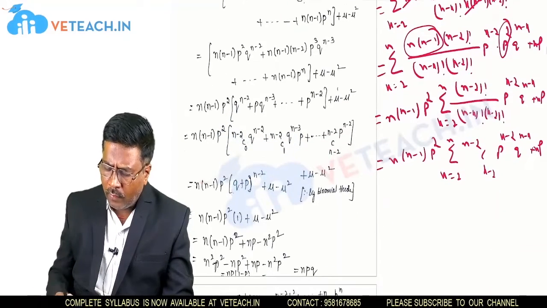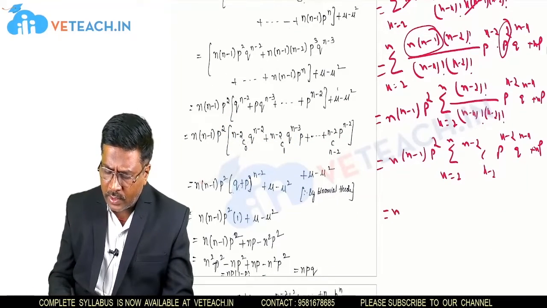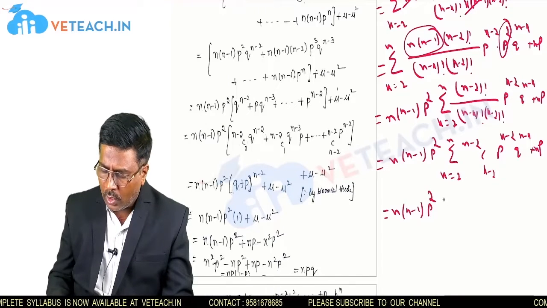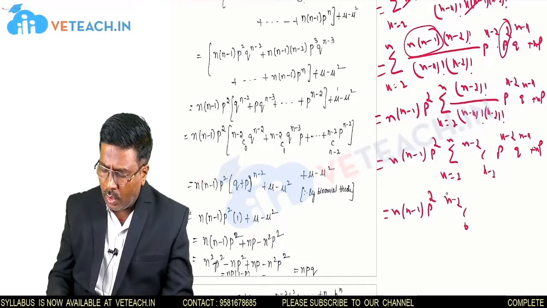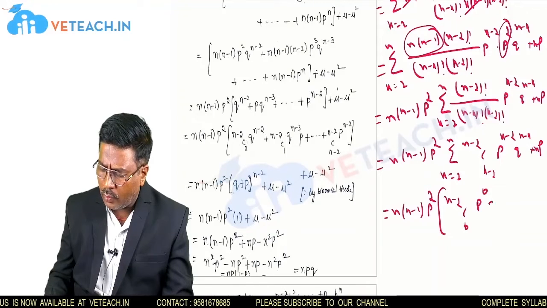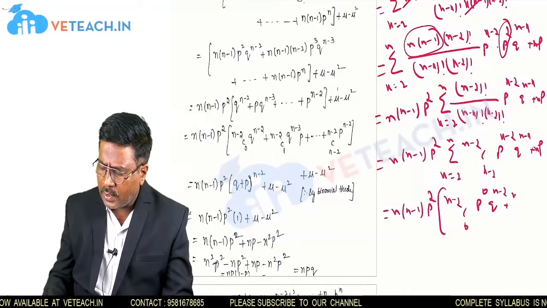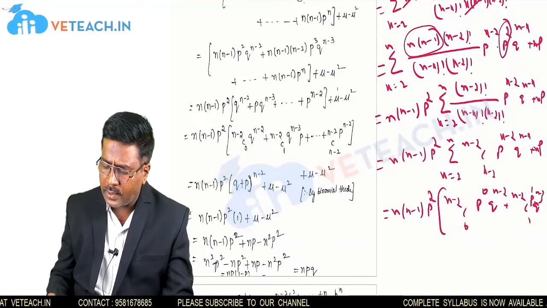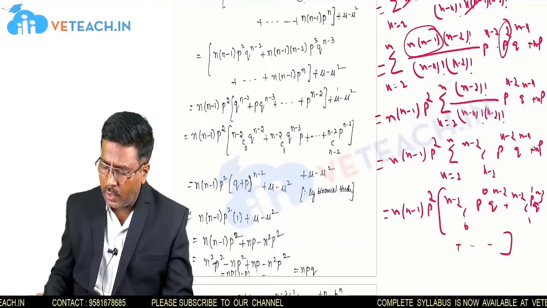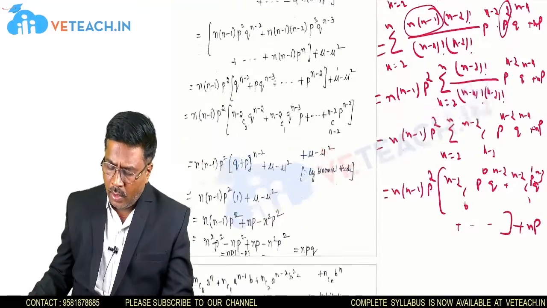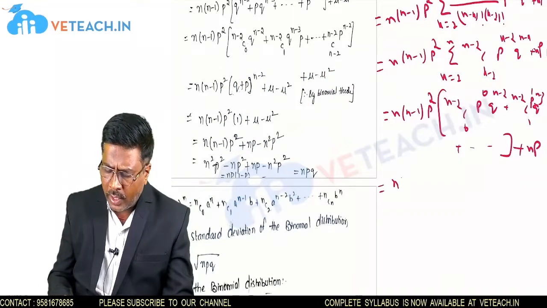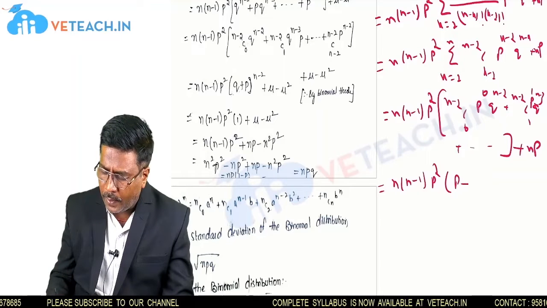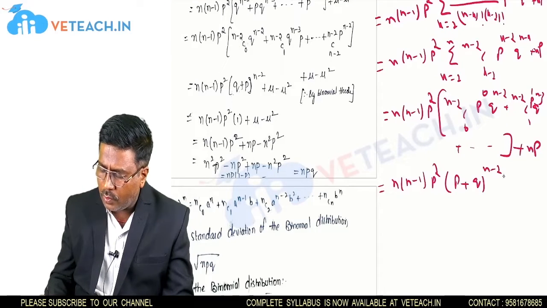Now I have to expand the sigma into n terms, that is n into (n minus 1) into p square into, expanding from x = 2, that means n minus 2 C 0 into p to the power of 0 into q to the power of n minus 2, plus n minus 2 C 1 into p to the power of 1 into q to the power of n minus 3. Like that we have to expand up to the n terms only, plus np. Now, up to this, how can you write this? n into (n minus 1) into p square into (p plus q) whole to the power of n minus 2, plus np.